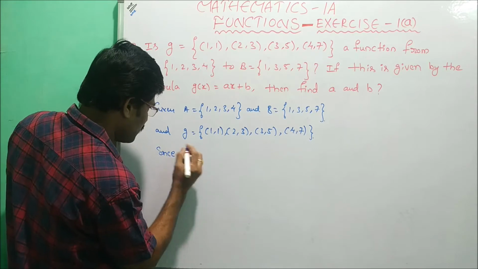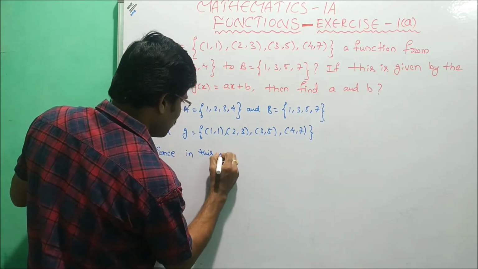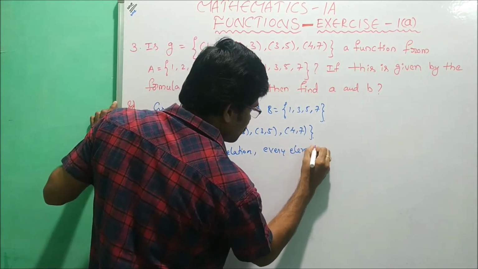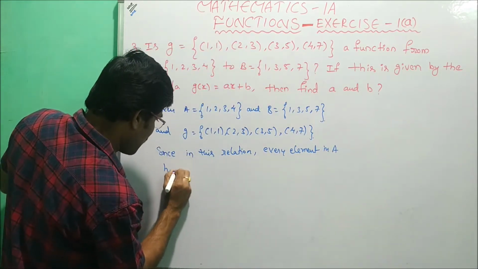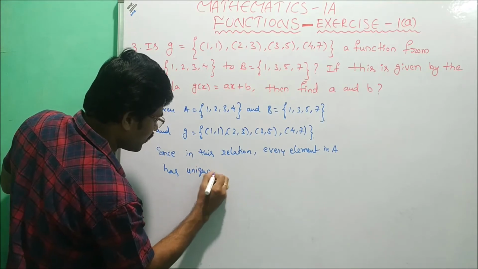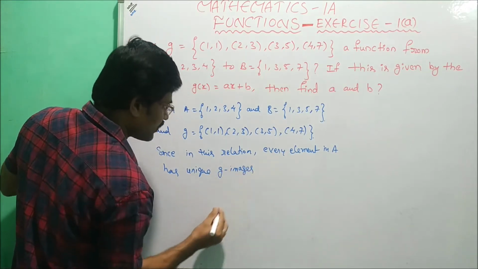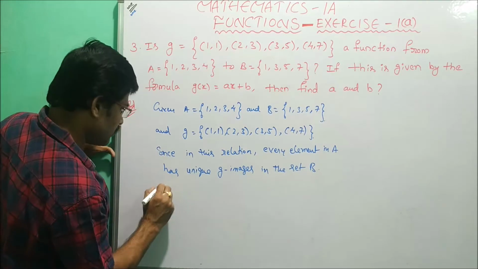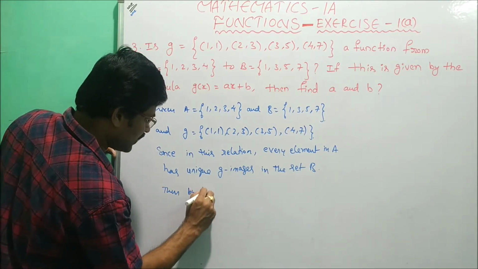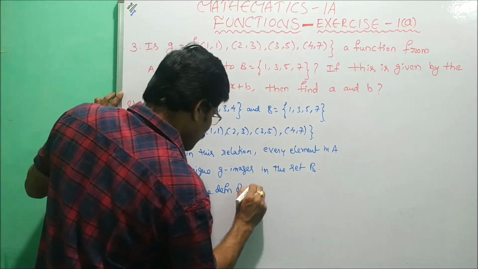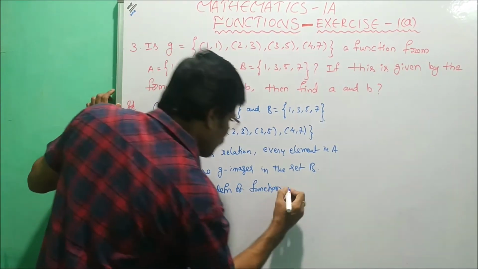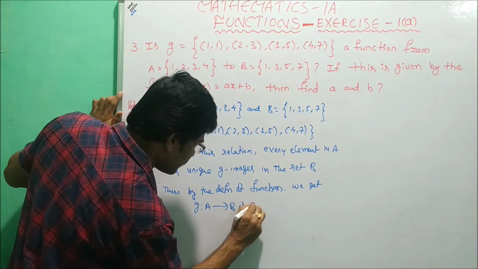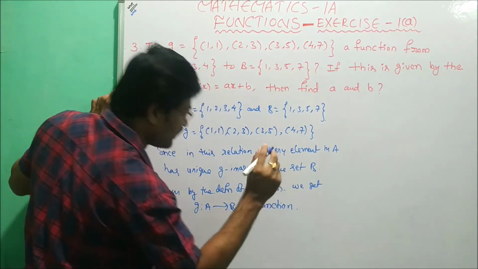Since in this relation every element in A has a unique G image in the set B, then by the definition of function, G from A to B is a function. So this is the first condition.